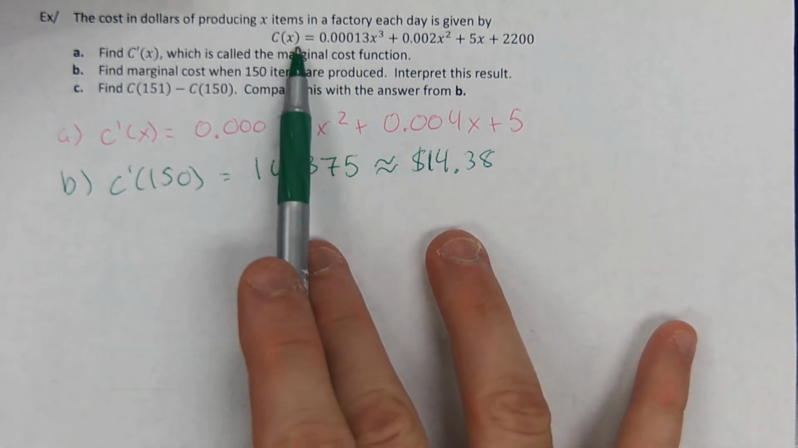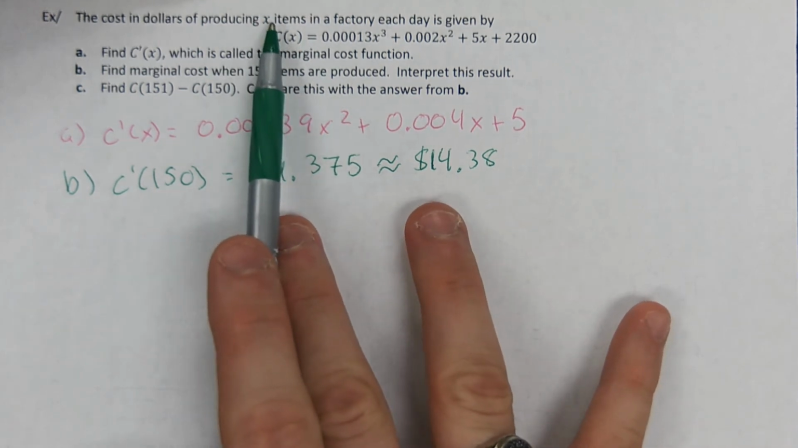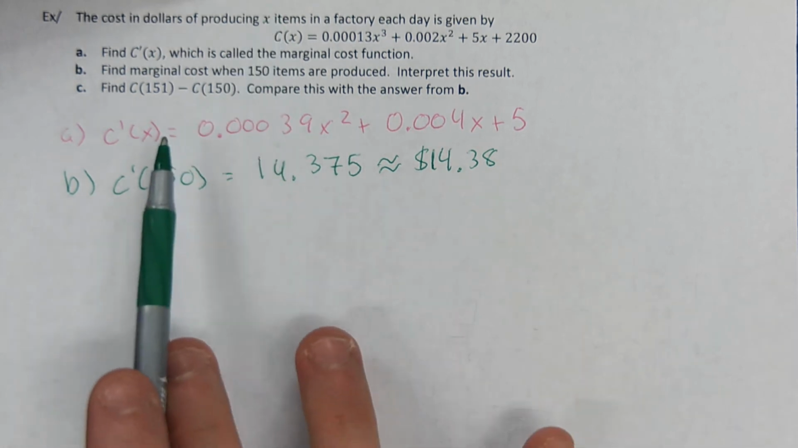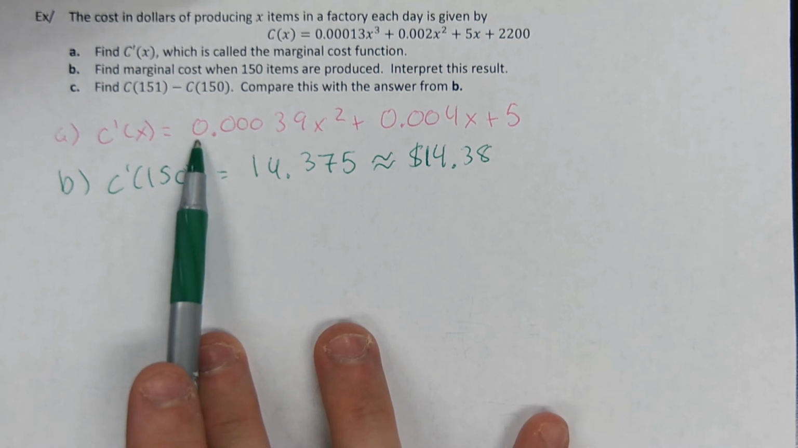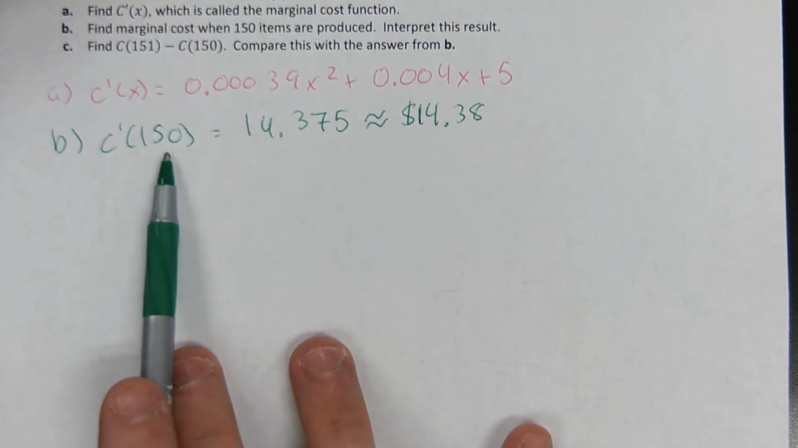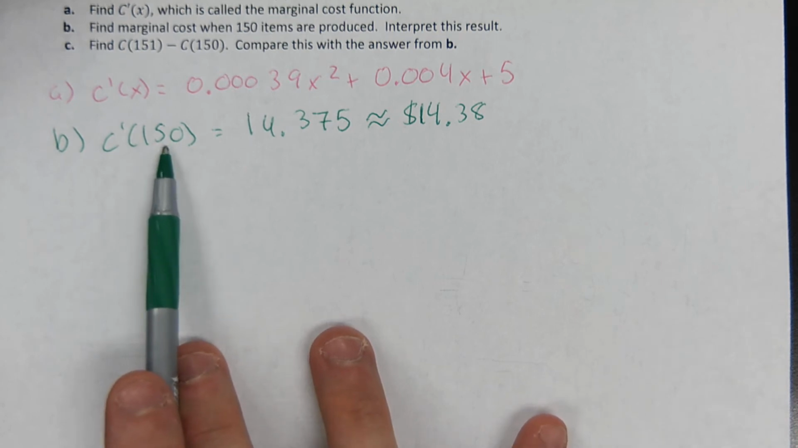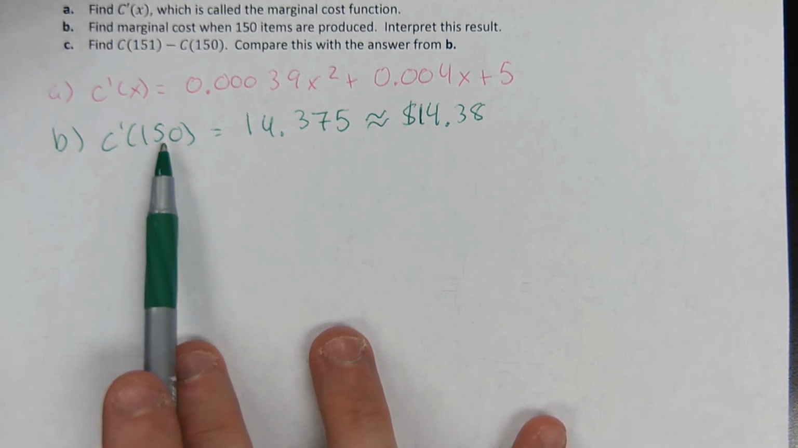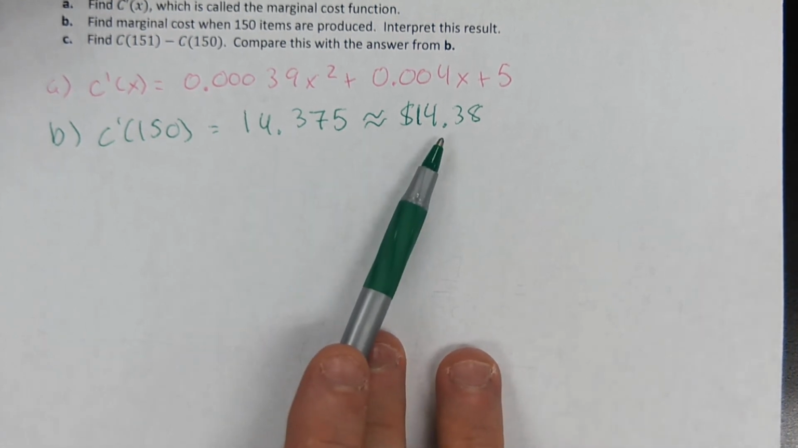This function is telling you what the cost of producing an X number of items is. This function tells you the rate at which the cost is changing. Okay? So what this just told you was, when I've produced 150 items, the rate is increasing by about 14.38 for each additional item. Does that make sense?